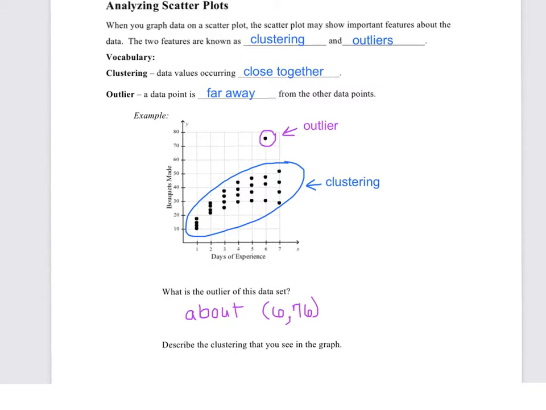So now let's look at the second question. Describe the clustering that you see in the graph. All right, so the scatter plot is telling us we have days of experience, and the more days of experience, we have a higher number of bouquets made. I also noticed that on the first day, we have about the same number of bouquets made. Also true for the second day. So basically, the more days of experience, the more bouquets are made.